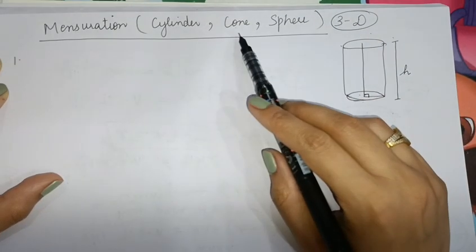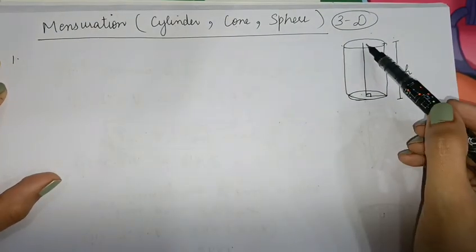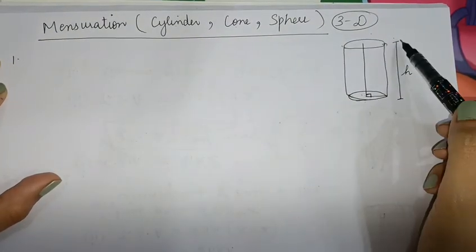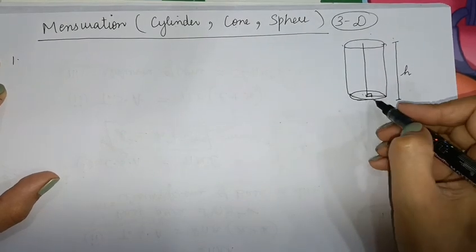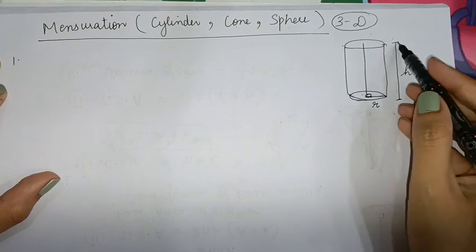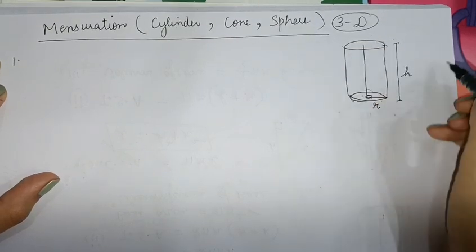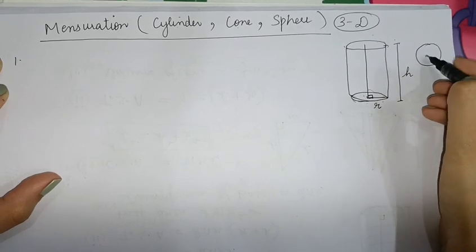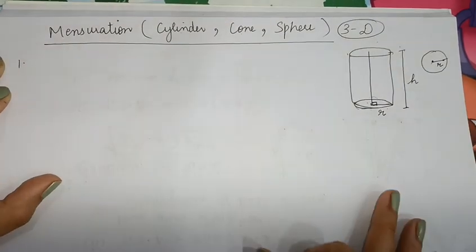And for cone also, this right angle word you can see why, because here we have a straight height making an angle of 90 degree. Then this is the base radius. This is height of the cylinder. You can see base and this top, two circular faces you can see, whose radius is r. Okay, so let's start.